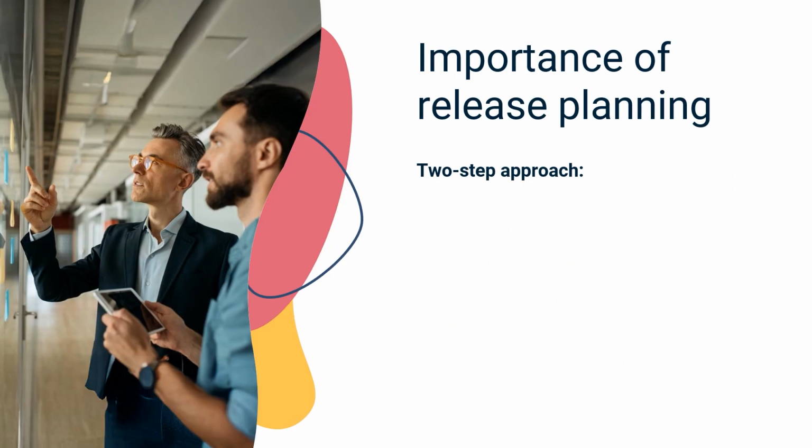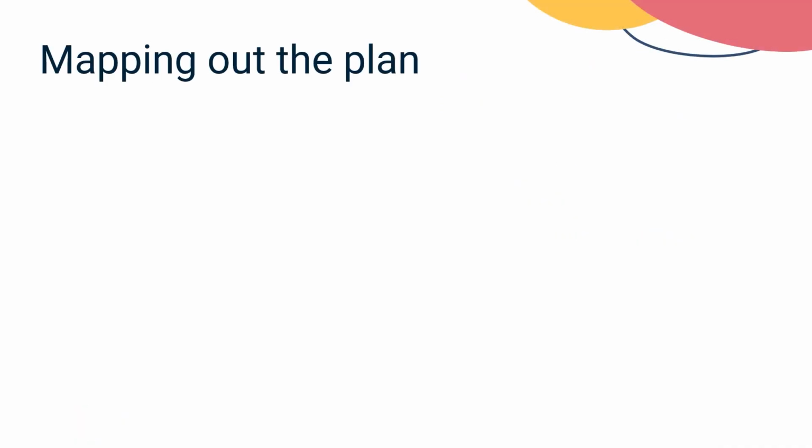Let's walk through a two-step approach to plan a release effectively. The first step is to map out the plan, and the next step is to visualize it using a network diagram. Let's start with the first step, mapping out the plan.